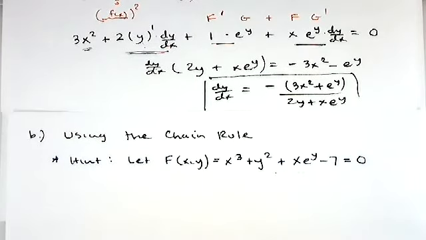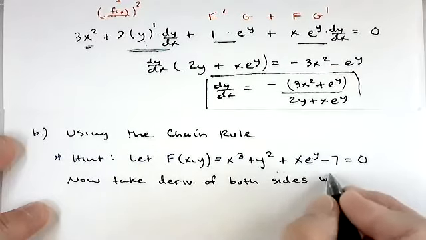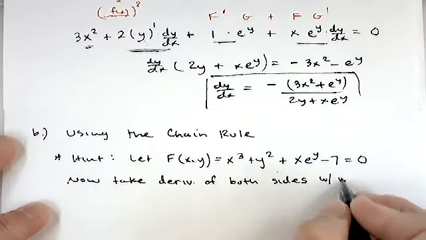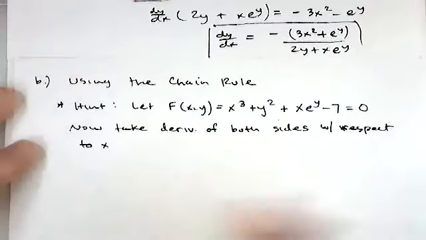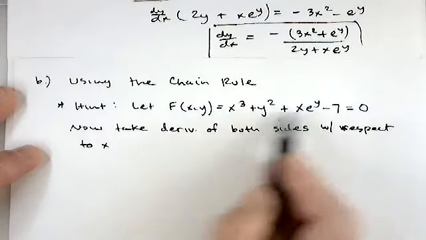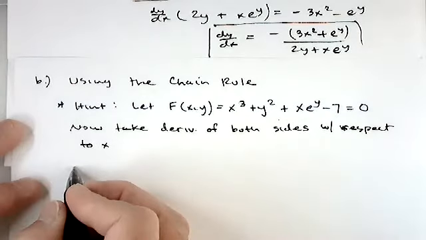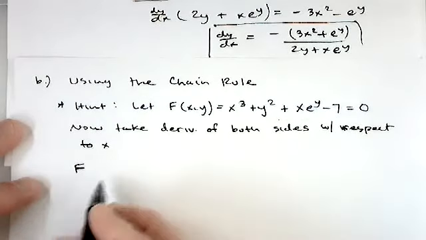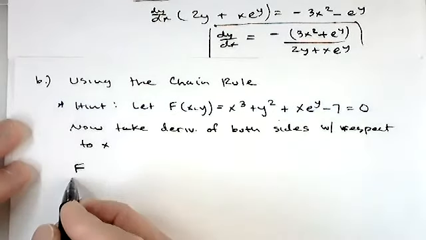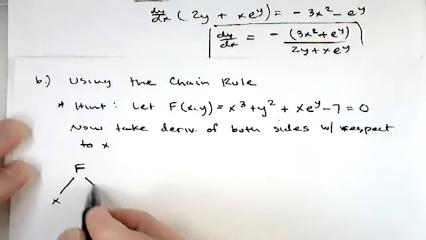Okay, and then the idea is this. We would want to then take the derivative of both sides with respect to x. But now the way I'm going to view this is this: this function right here, F of x, y, is a function of both x and y.